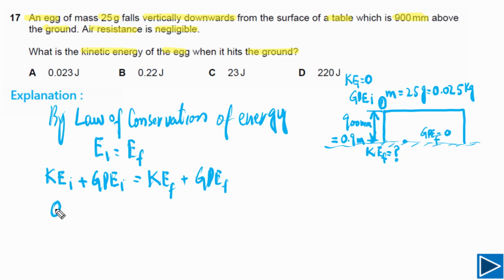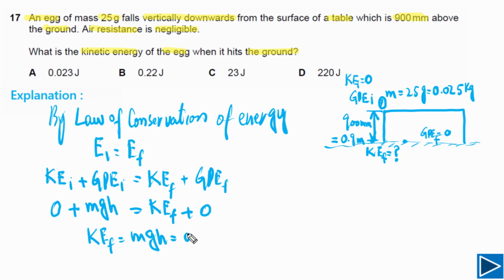Initial kinetic energy in this case is equal to 0, but initial GPE is equal to mgh. Final kinetic energy is what we need to find out, so we can write KEf plus final potential energy, which is equal to 0 because we have taken this reference point and here potential energy is equal to 0. Simply in this case, kinetic energy final is equal to mgh.